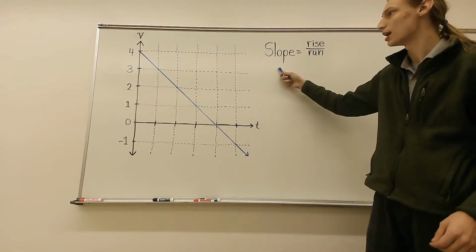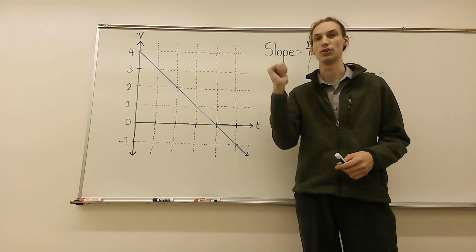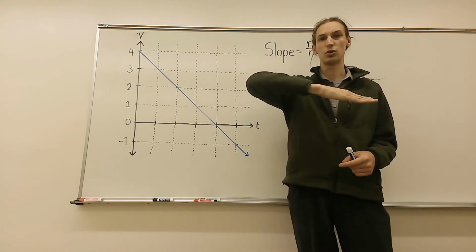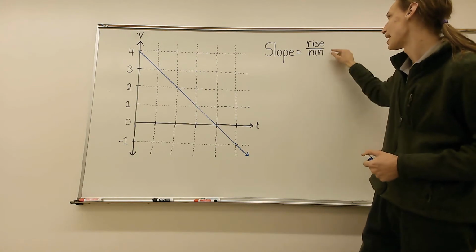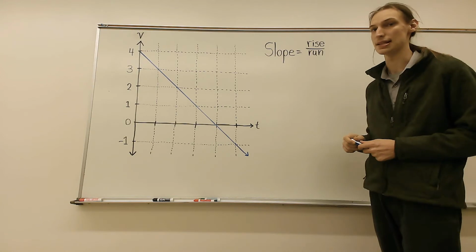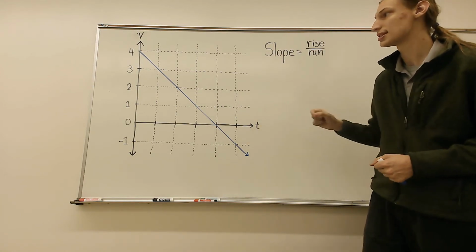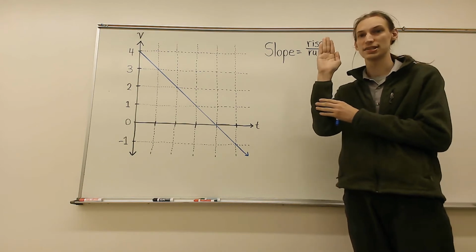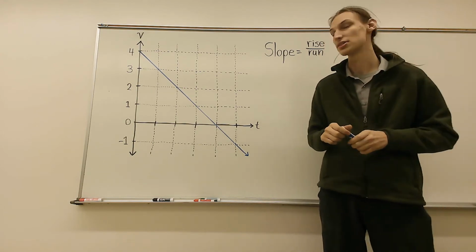So the slope of a line is basically a measure of how much the line is angled, anywhere from vertical to horizontal. And so we calculate slope as rise over run. So basically what that means is how far a line changes in the vertical axis divided by how far it changes in the horizontal axis.